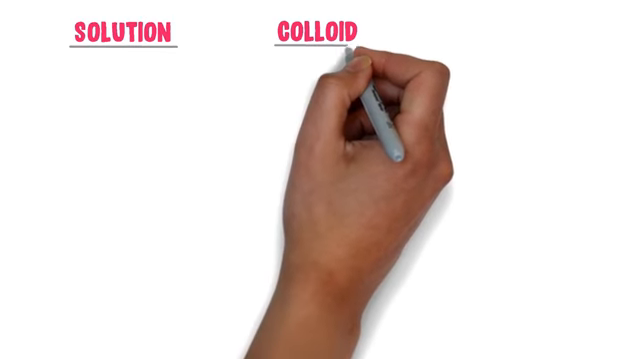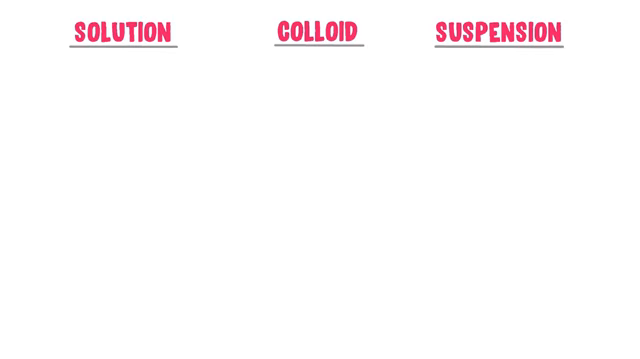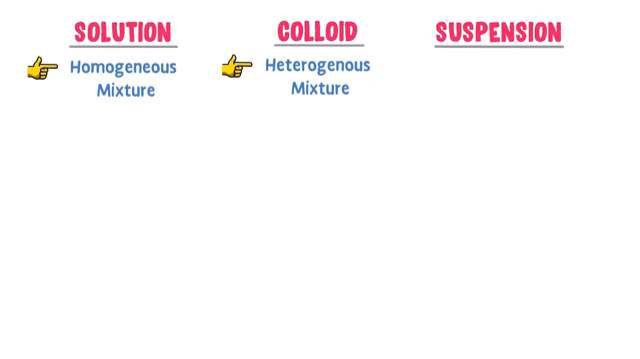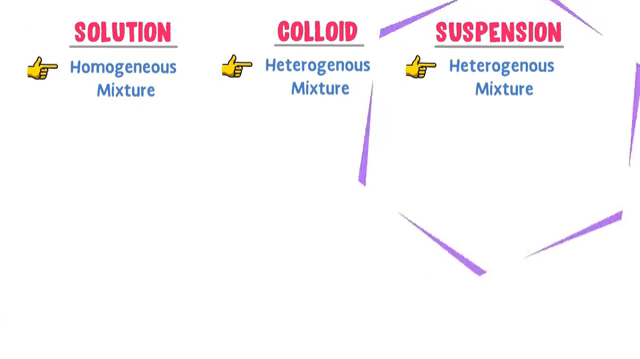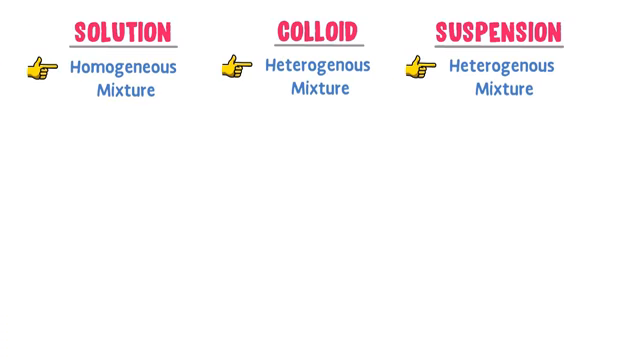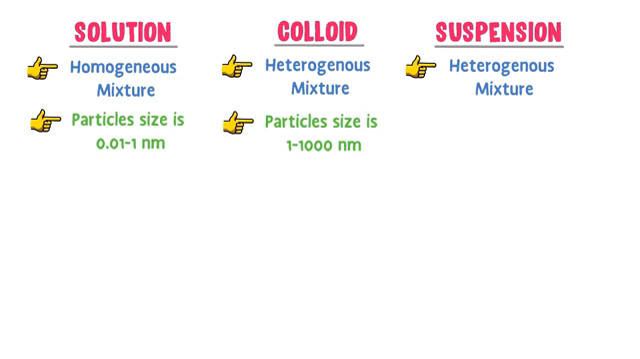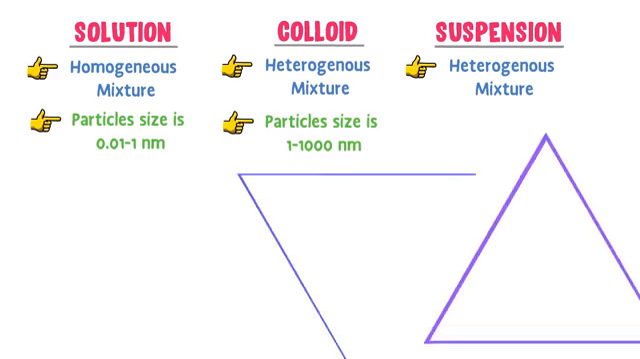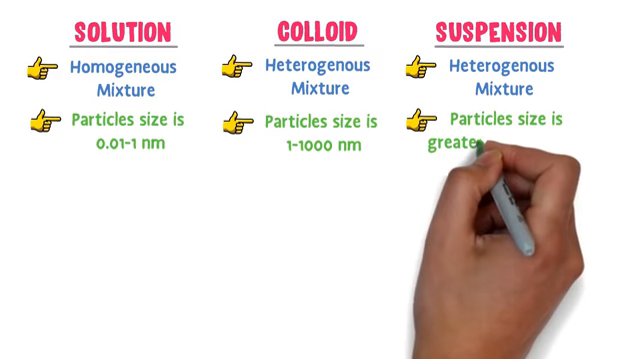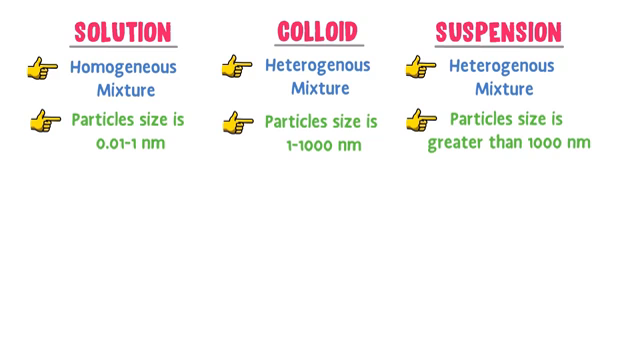Finally, let me teach you the difference between solution, colloid, and suspension. A solution is a homogeneous mixture, a colloid is a heterogeneous mixture, and a suspension is also a heterogeneous mixture. Secondly, in a solution, the size of particles is from 0.01 up to 1 nanometer. In a colloid, the size of particles is from 1 up to 1000 nanometers. In a suspension, the size of particles is larger than 1000 nanometers.